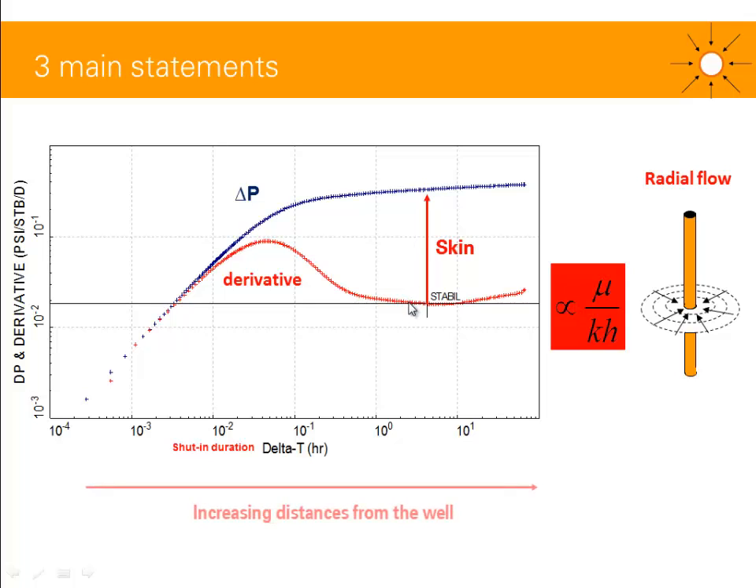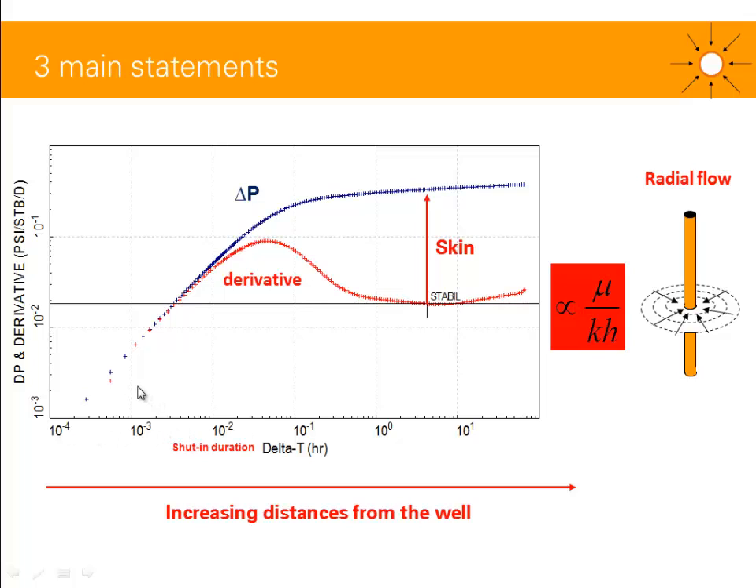The third statement is that your shut-in duration, or delta T, could be replaced, if you like, by delta R, the radius from the well. So as delta T increases, you increase the distance from the well. Small delta T, you are looking near the wellbore.